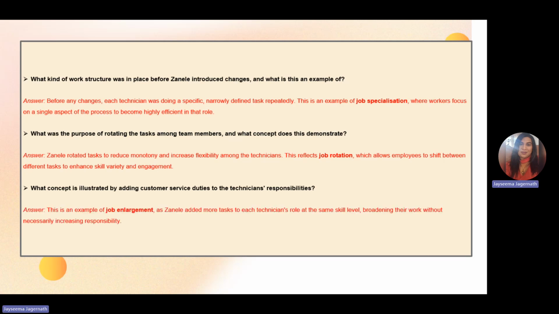Okay, what concept is illustrated by adding customer service duties to the technician's responsibility? This is job enlargement. What is done here is that to prevent your employees feeling like they've got no authority, feeling like their job is staying the same, you enlarge it, but it's the same skill set. So you're not pushing them above their current skill set. You're not challenging them. You're just providing additional tasks to them.